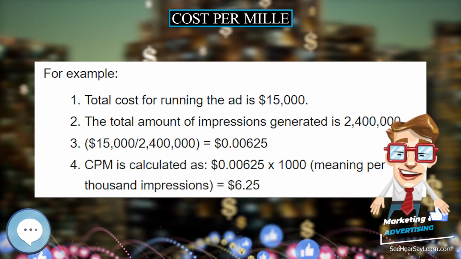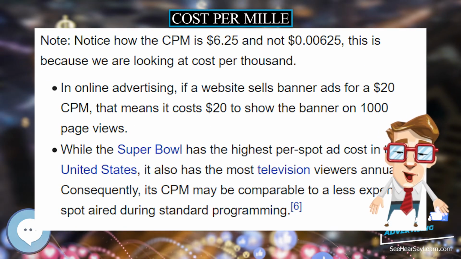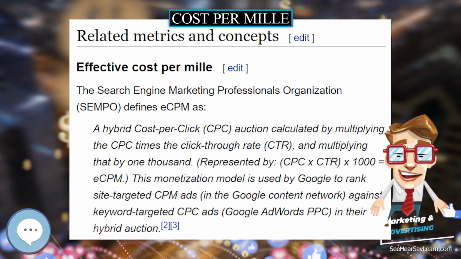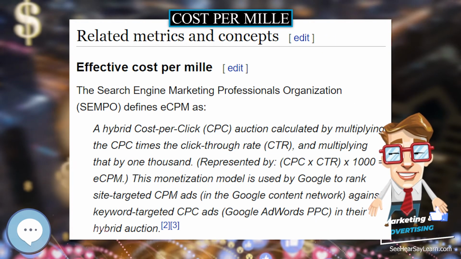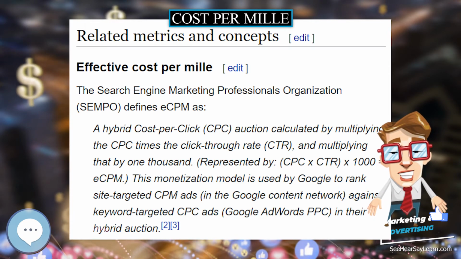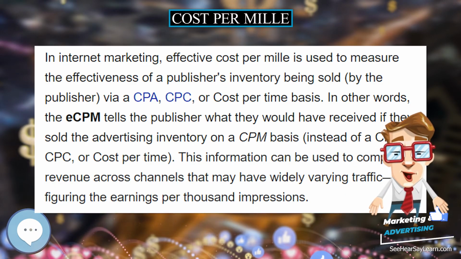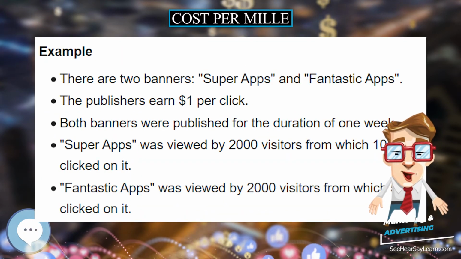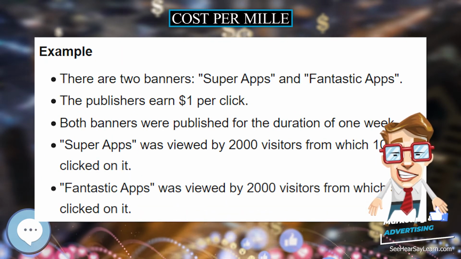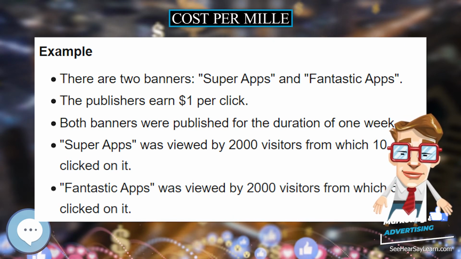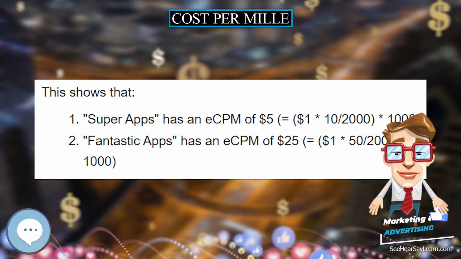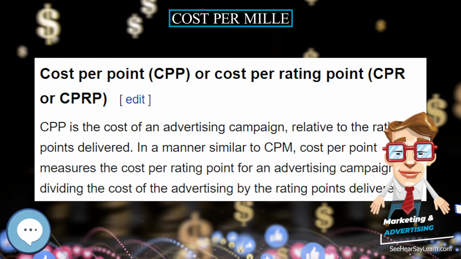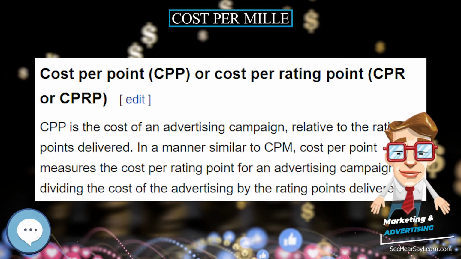In other words, the eCPM tells the publisher what they would have received if they sold the advertising inventory on a CPM basis, instead of a CPA, CPC, or cost per time. This information can be used to compare revenue across channels that may have widely varying traffic, by figuring the earnings per thousand impressions. Example. This shows that cost per point, CPP, or cost per rating point, CPR or CPRP.